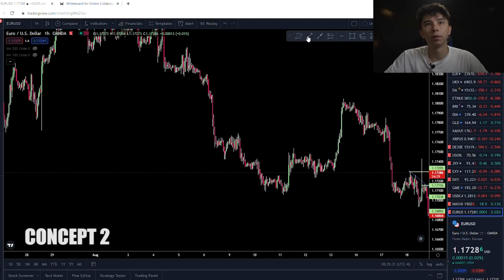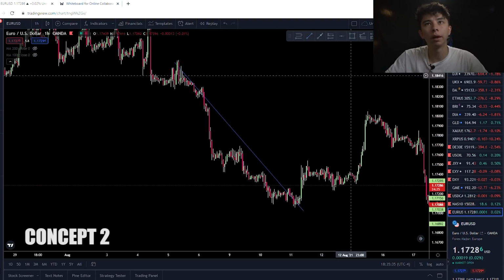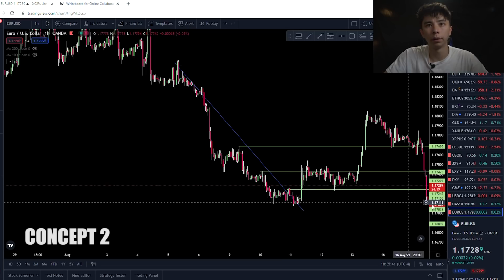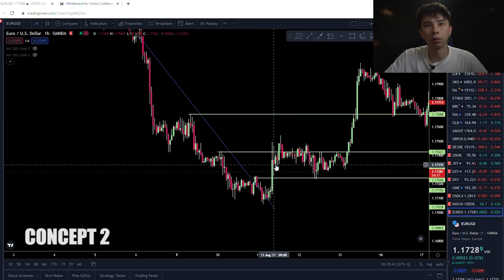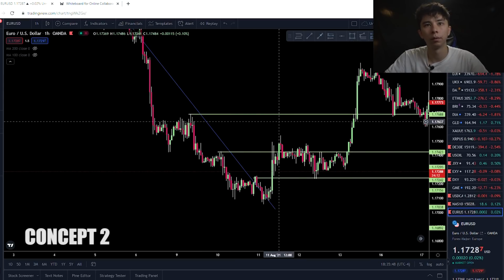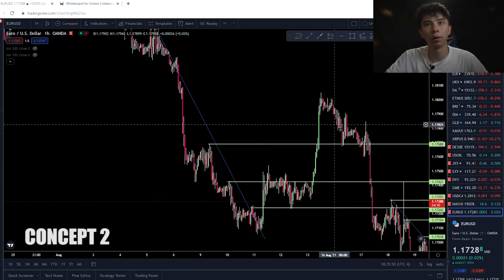Here we have another downtrend right here. And we have lower high, lower high, lower high, and a candle closing above the lower high, right? Look, right after, it turned into an uptrend.